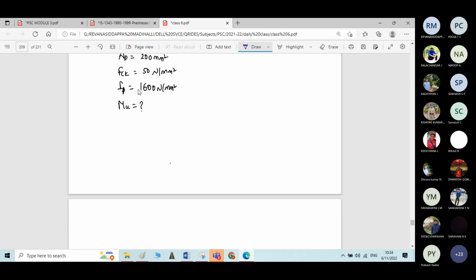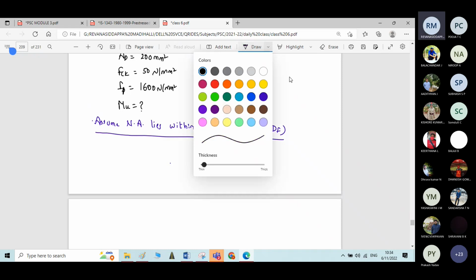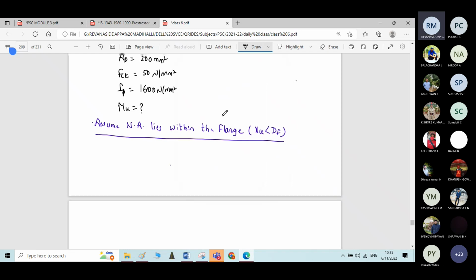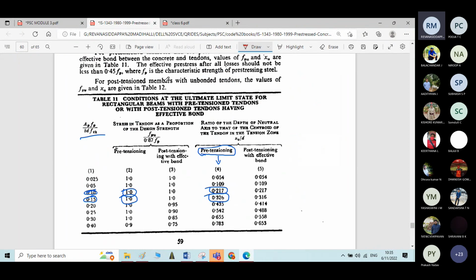Okay. Assume neutral axis lies within the flange, that is Xu is less than Df. Now, what is the type of beam it is? It is a pre-tensioned T beam. Okay, pre-tensioned T beam is table 11, obviously. You need to refer table 11.